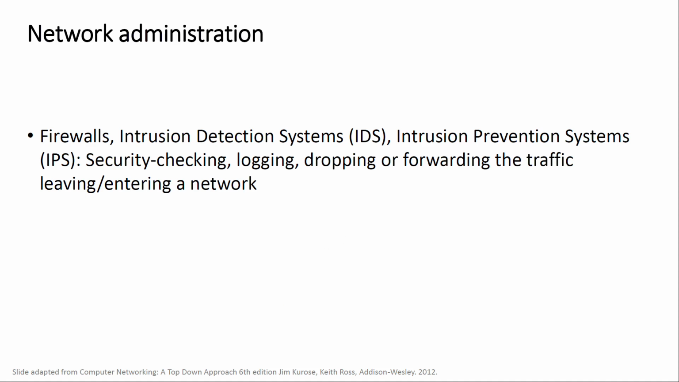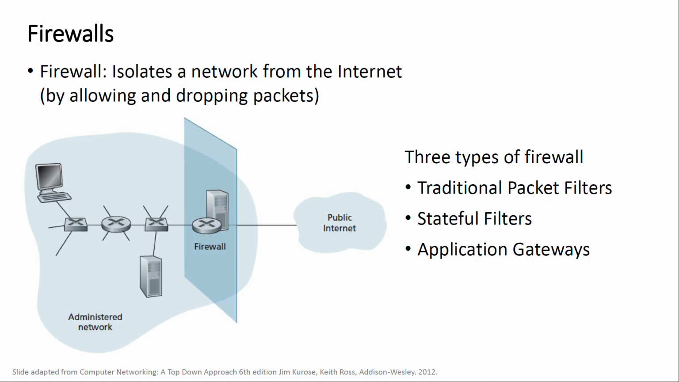Firewalls, intrusion detection systems, and intrusion prevention systems are security checking, logging, dropping or forwarding the traffic leaving or entering a network. This is actually the job of a network administrator. Firewalls generally are placed at the edge of your network, because they isolate a network from the internet by allowing and dropping packets.